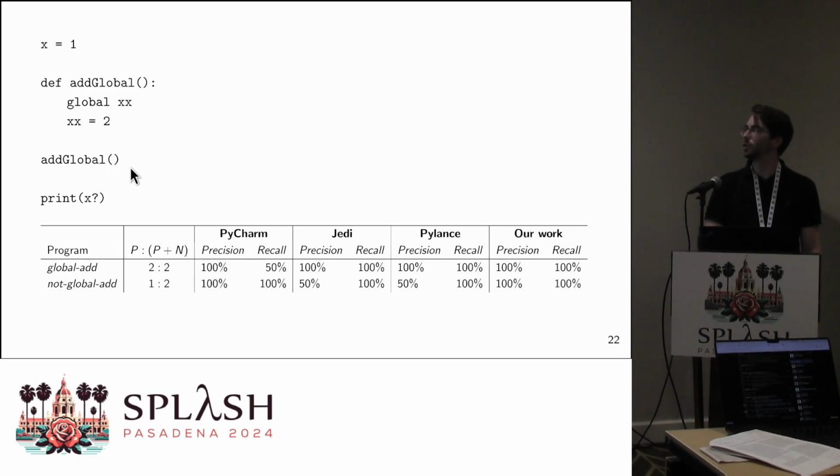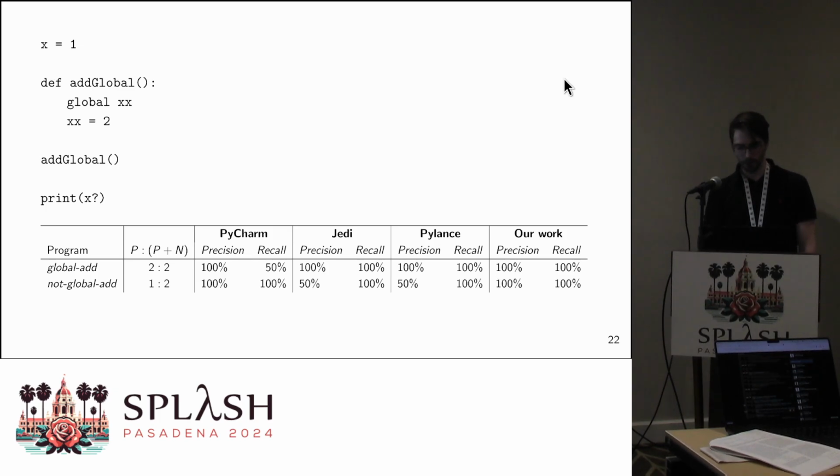Now if we remove this call to add global, then our global is never introduced, so it's not a sound completion candidate. That is the second case, which is handled well by PyCharm because they simply do not complete on globals. But it isn't handled well by Jedi and Pylons, but it is handled well by our approach.